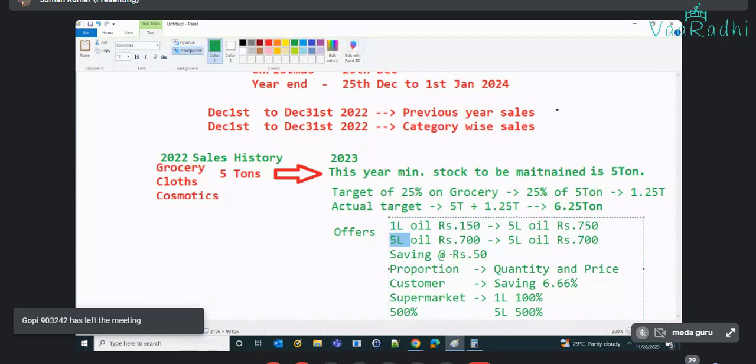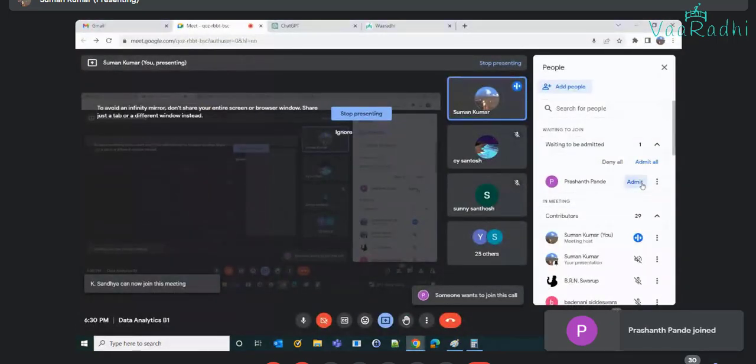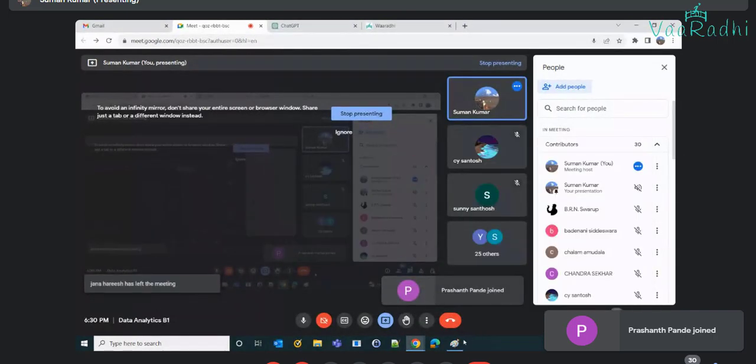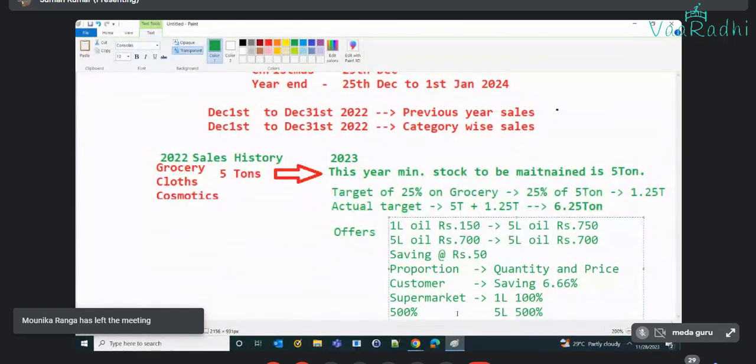But when it comes to sales, not the profit part, only the sales, in the place of 1 liter, I'm able to make the customer purchase 5 liters of oil, which is 5 times their actual plan. Clear, guys? Is this clear?